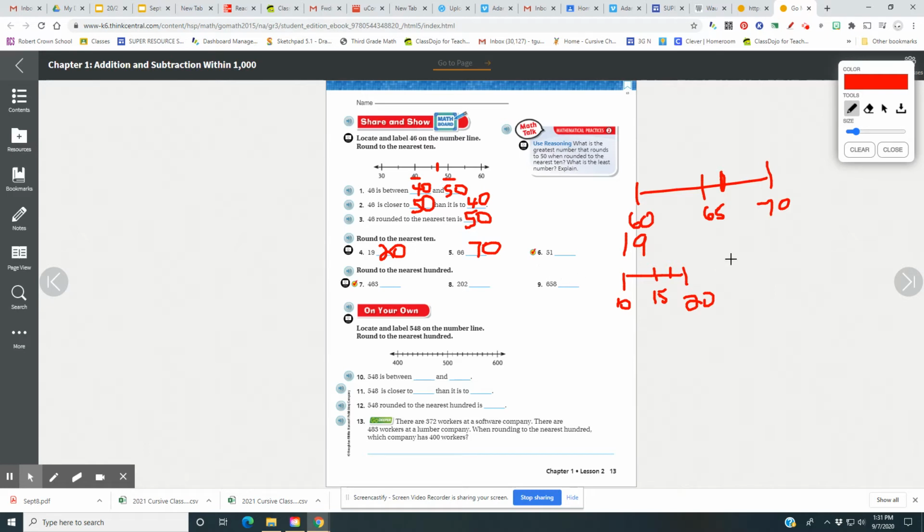51 is in between a 50 and a 60. 55's here. So 51 is here. So what is 51 closer to? 50.